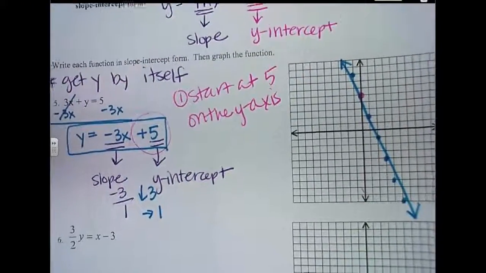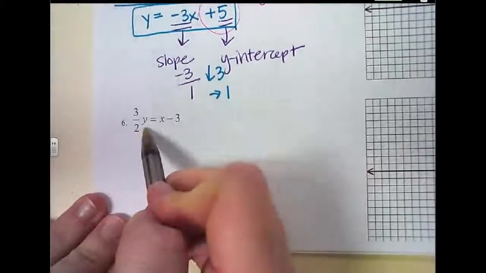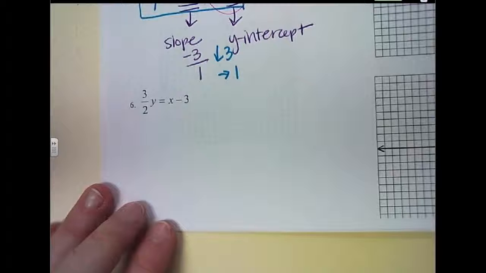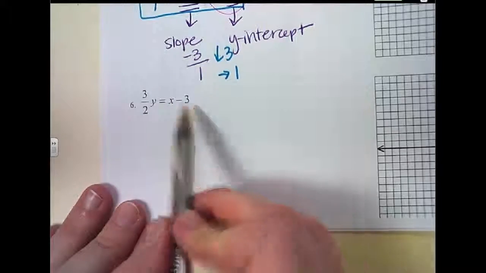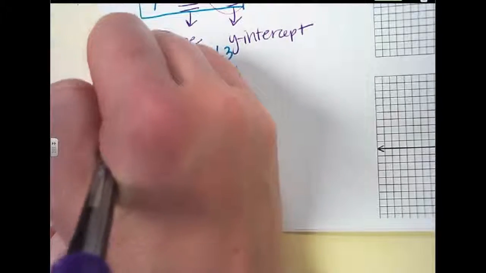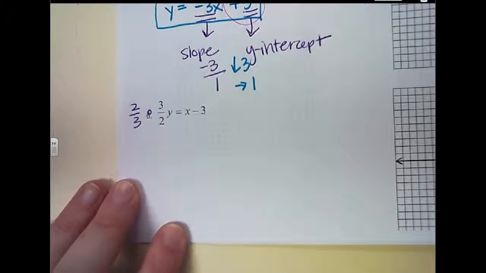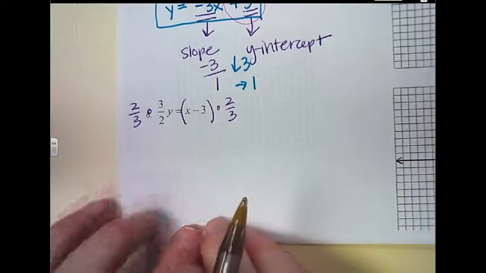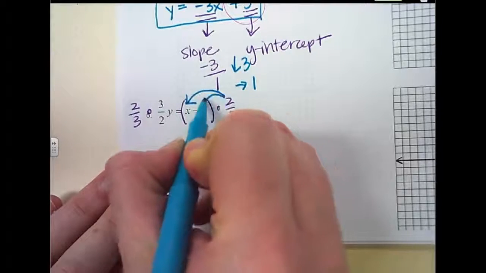Okay, number 6. I have the y here on the left by itself, but I have the 3/2 in front of it. How would I get rid of the 3/2? Divide. If you divide, you're going to have this ugly fraction, so instead, I'm going to multiply by the reciprocal, which means I flip it and multiply it. That means on the other side, I'm multiplying by the reciprocal also to the whole thing. So maybe give yourself a note here. This 2/3 has to go to both of these things.